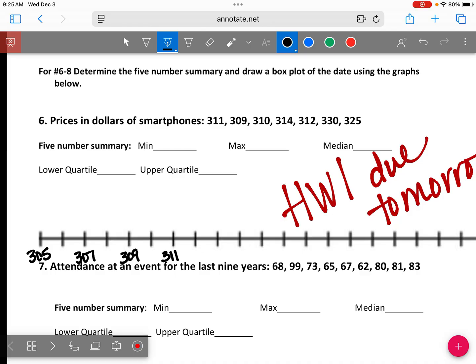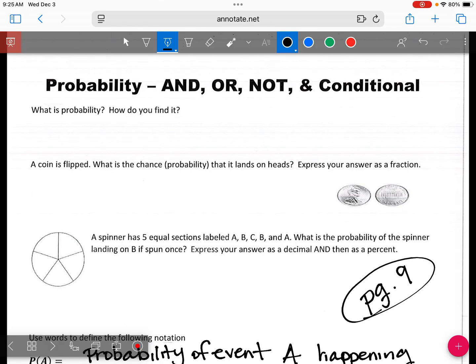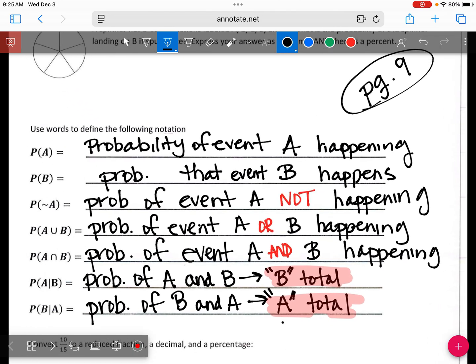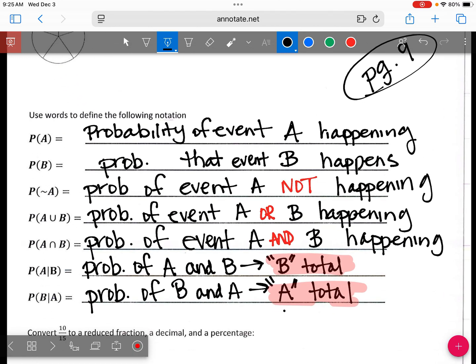All right, so now before you put away your books, go to your packet, go to page 9. I just want you to copy down these definitions. We'll go over it together tomorrow. We'll talk about this more tomorrow, but just use the rest of the class period to copy down definitions for page 9 in your packet. Tomorrow we're going to talk about probability.